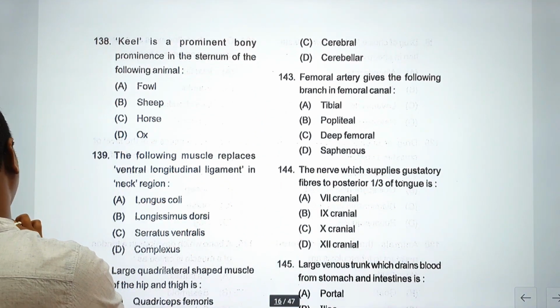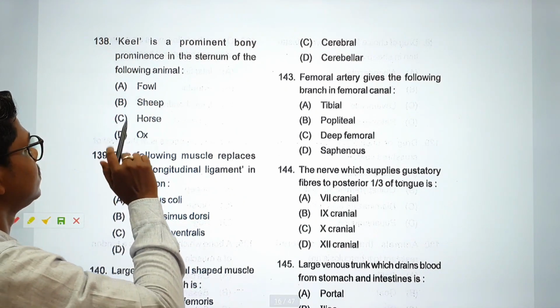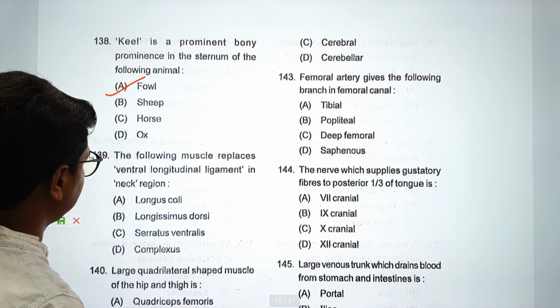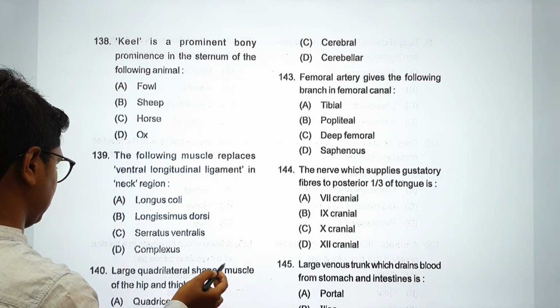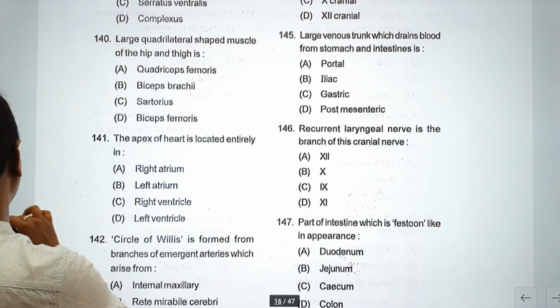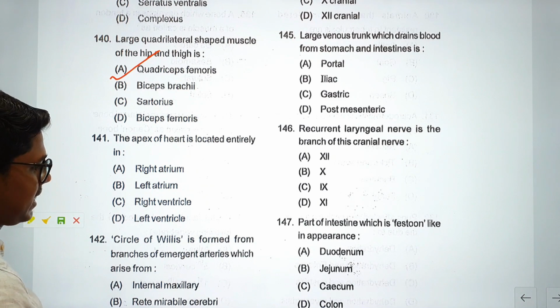138, keel is a prominent bone in fowl. This is a very common question. I think there was a question in previous year questions also. Fowl. The following muscle replaces ventral longitudinal ligament in neck region: longus colli. Okay, longus colli. Large quadrilateral shaped muscle in the hip is quadriceps femoris. Quadriceps femoris.